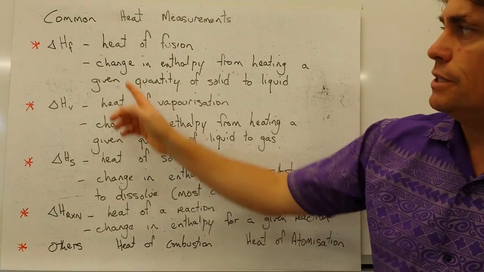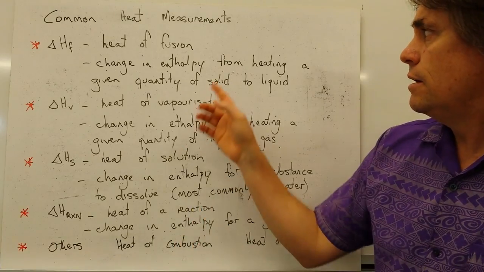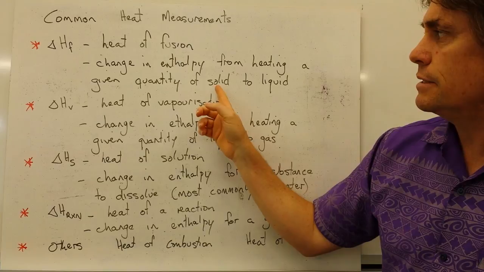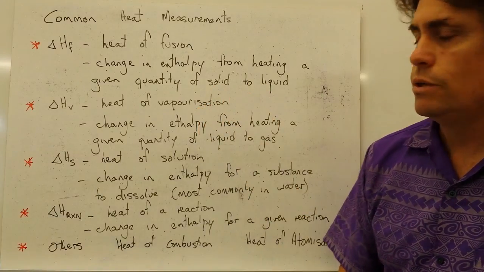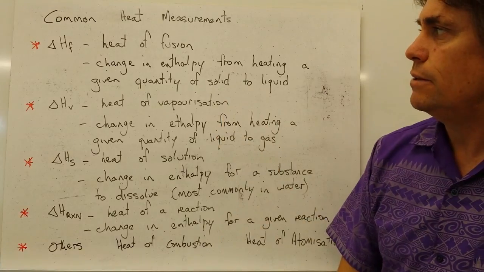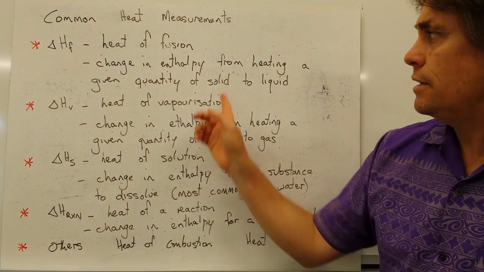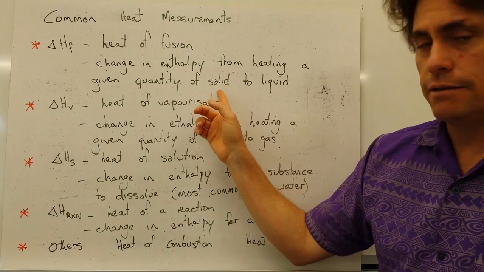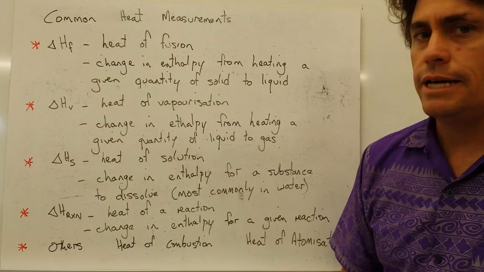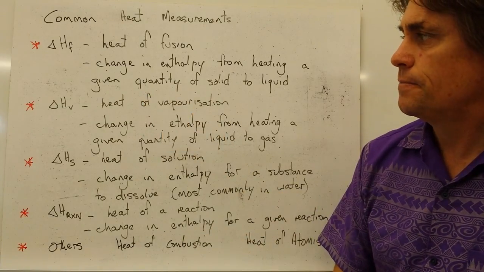And the heat of fusion is the change in enthalpy required or calculated when we go from heating a given quantity of a substance that's in a solid form to a liquid form. So we're talking about the phase change between solid to liquid. As the substance absorbs heat, it goes from that solid state, and we could give an example of ice to water. It would take a certain amount of heat for a given quantity of water to do that.